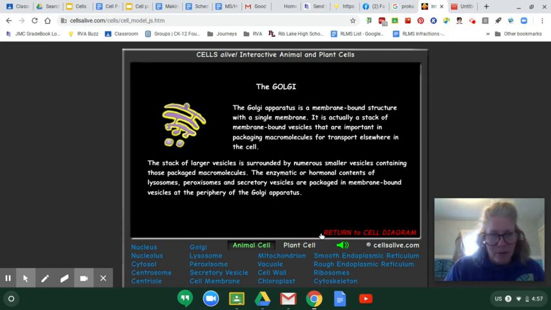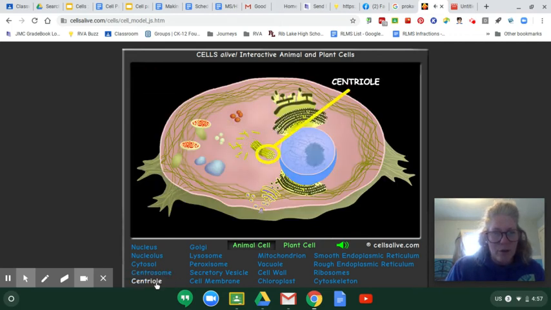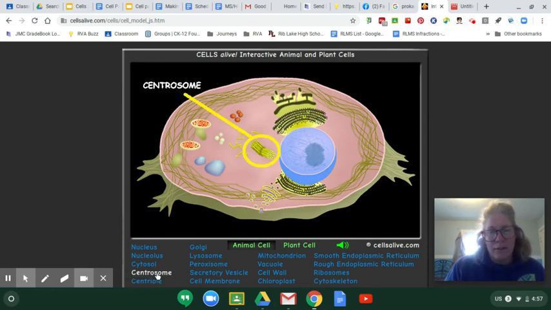The last two I just want to cover quickly are your centrioles and your centrosomes, and that has to do with making new cells. So those are going to go through the process of helping make new cells, which you'll call mitosis, which you'll learn about later.